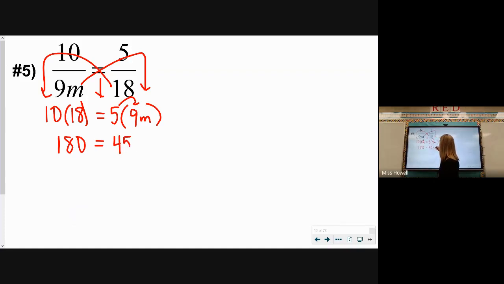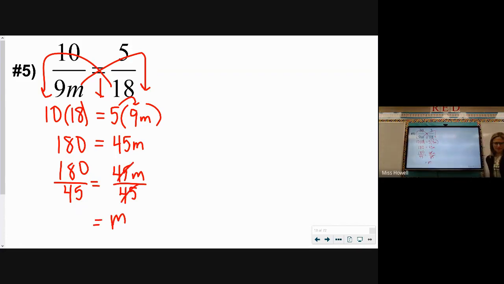And what looked more complex to begin with still gets us back to a 1-step equation where all we have to do is divide both sides by 45 to solve for the variable m. All right, cancel on the one side, bring our variable m down. 180 divided by 45 then would just give us a value of 4 equals m.